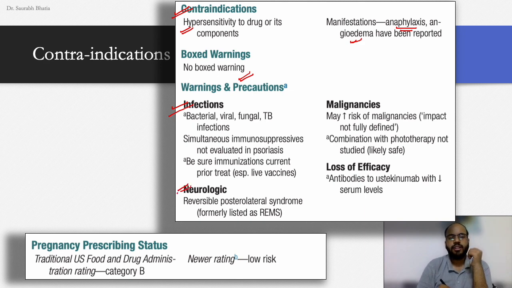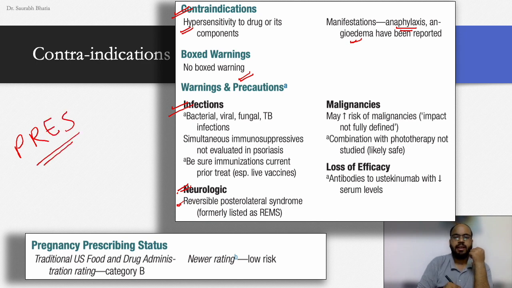Now, neurological side effect, there is a mention of reversible posterolateral syndrome. Previously, it was called REMS, but the newer term is posterior reversible encephalopathy syndrome. Let me just write it here. Posterior reversible encephalopathy syndrome, PRES. It is also known as reversible posterior leukoencephalopathy syndrome, RPLS.